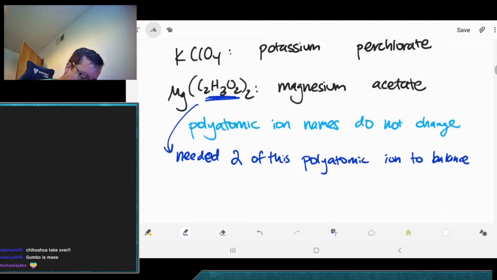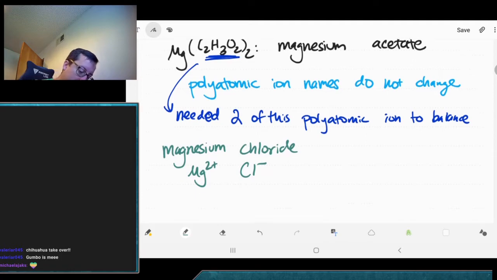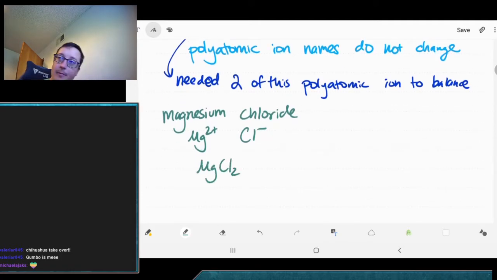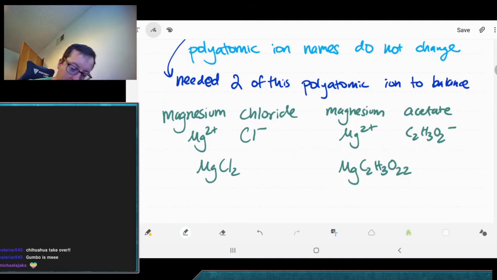For example, if we had previously magnesium chloride, well, that's Mg2 plus and Cl minus. If we crisscross those, we get MgCl2. With magnesium acetate, it is also a 1 minus ion. So if we crisscross, we need 2 of those too. But the problem comes if we just write it that way.